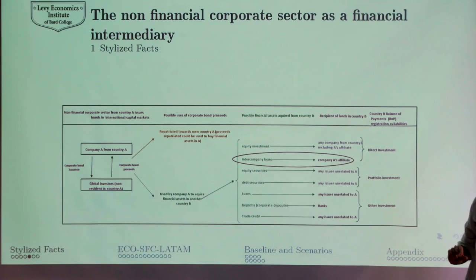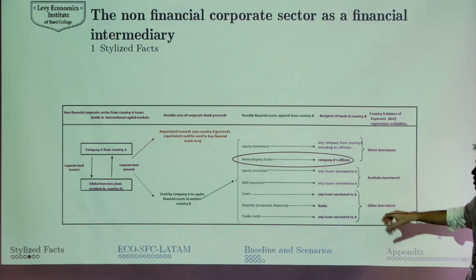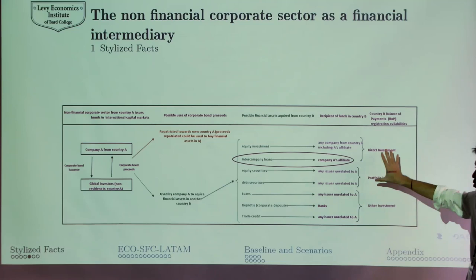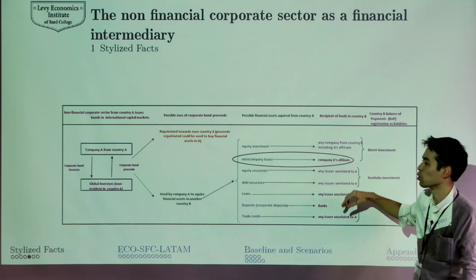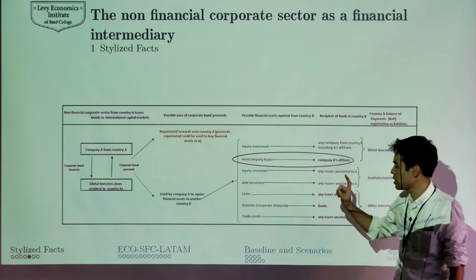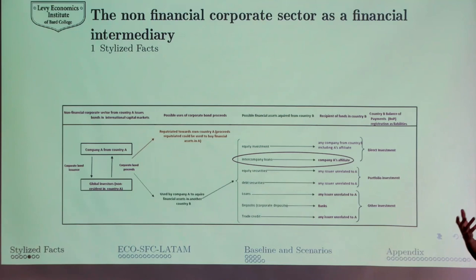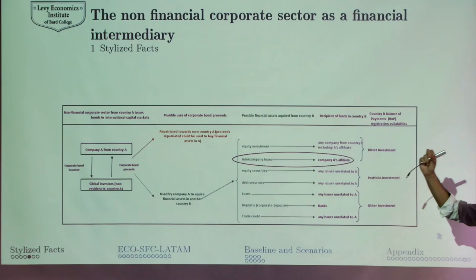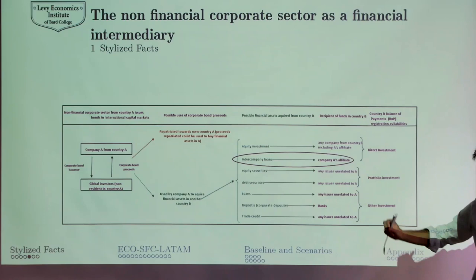Why so? Because this has been following, and I should point out that this figure is not developed by me. I'm not that smart to develop this figure. It was dug up from previous work of Esteban Perez. But the idea is pretty simple: exploiting the positive differential between the interest rate in the local small open economy and the benchmark interest rate, which was close to zero.